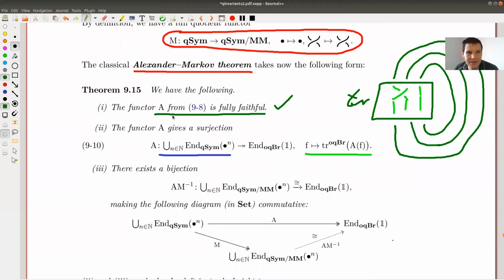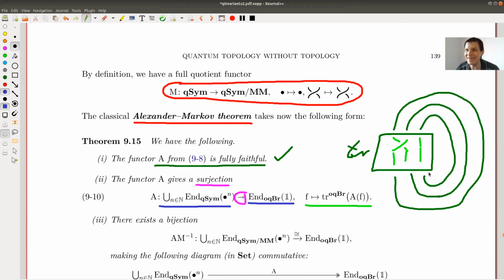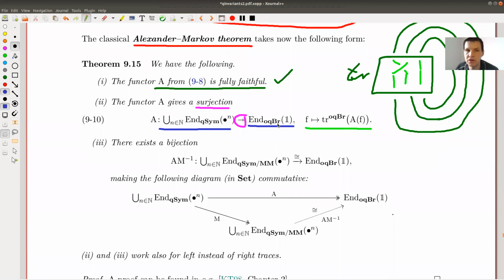And the point is, this is full. It is a surjection. Okay. So basically what it's saying is any kind of link turns up as a closure of an element of Q sub. Any kind of link turns up as a closure of a braid.